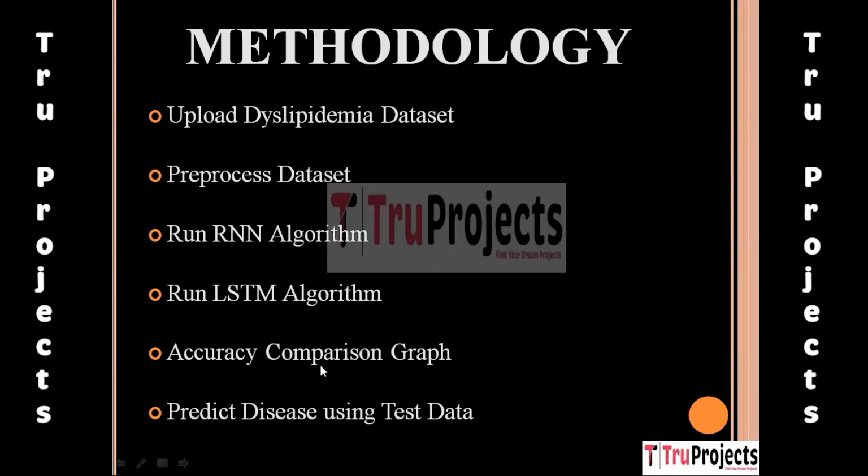The next module is Accuracy Comparison Graph. This module generates a graphical representation of the accuracy and loss of both RNN and LSTM algorithms across multiple training iterations or epochs. The graph enables a visual comparison of the performance of both algorithms, aiding in determining which one yields superior predictive results.